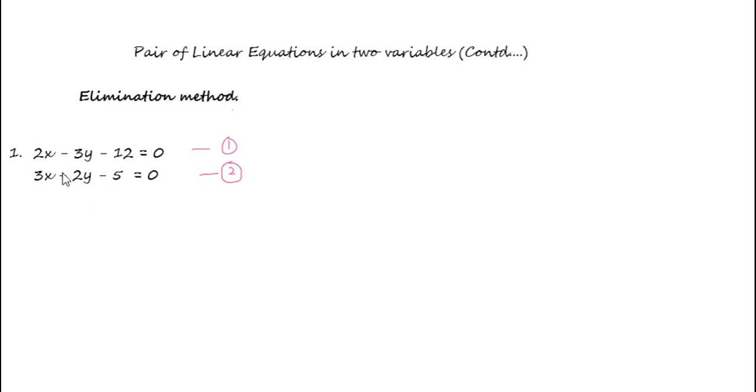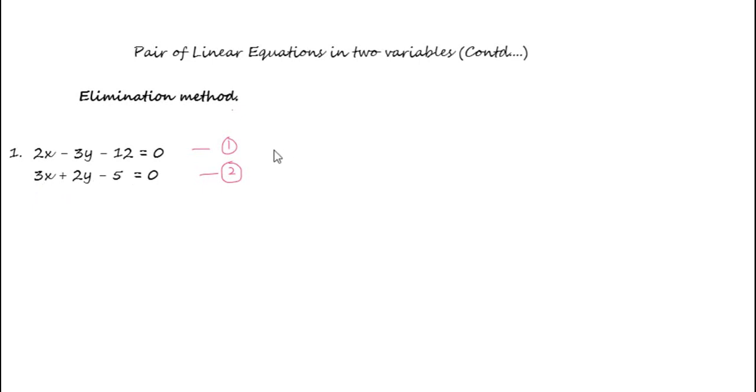But for that to happen, that is to eliminate the variables, the absolute values of the corresponding coefficients need to be the same. So if it is 2x here, here also it is either 2x or minus 2x. If it is minus 3y here, here it is either plus 3y or minus 3y. But it is not so in this case. So now we must multiply these equations, either one equation or both equations, such that the coefficients of at least one of the variables are equal.